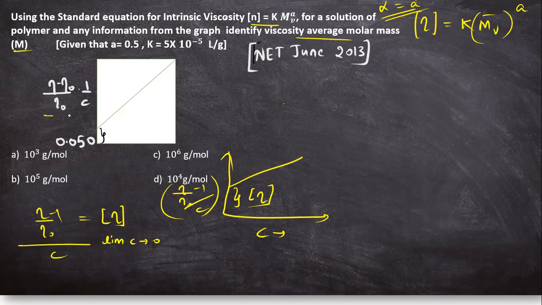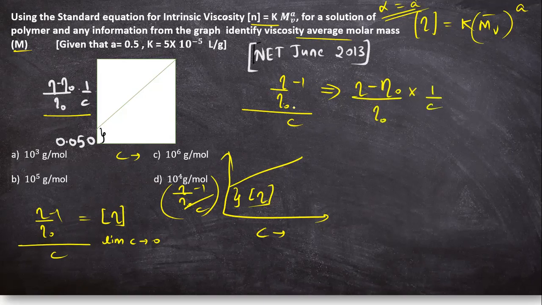Similarly, here they have given this versus this. So guys, if we see this value, that is (eta by eta naught minus 1) whole divided by c, I can simply simplify it, just take the LCM here. It will be (eta minus eta naught) divided by eta naught, into 1 by c. So both are equal, it is the simplified form of this one, versus c.